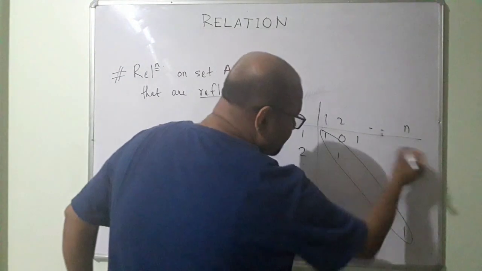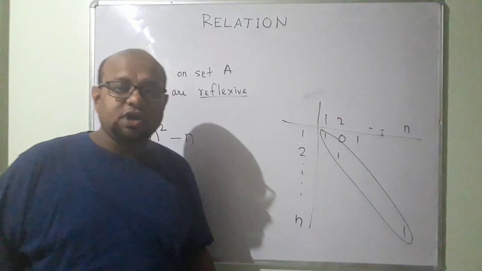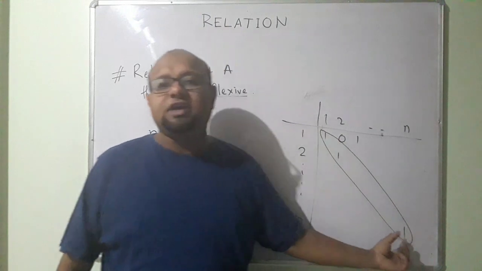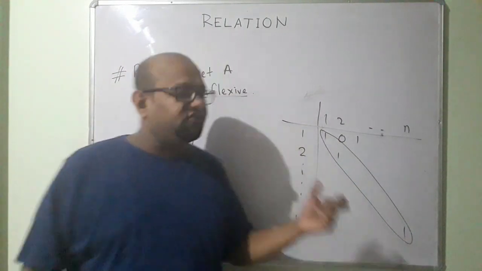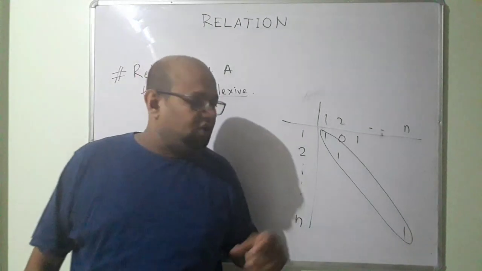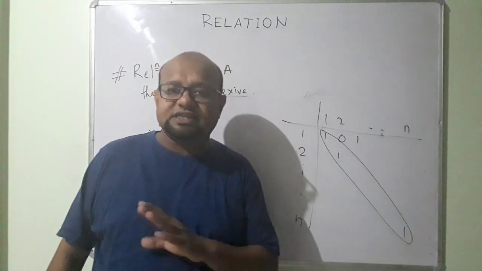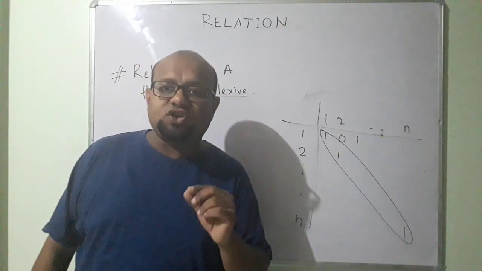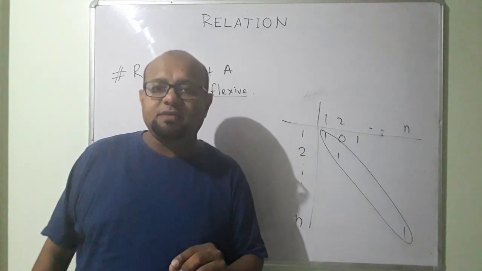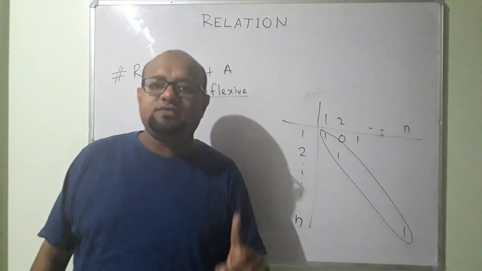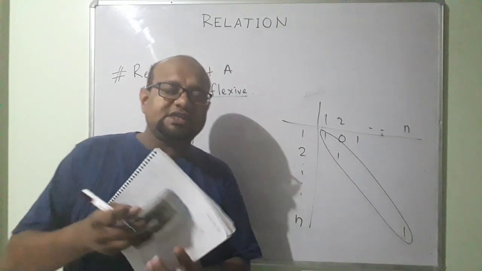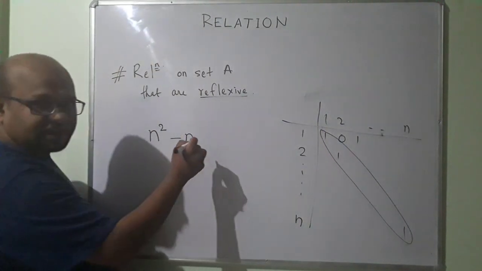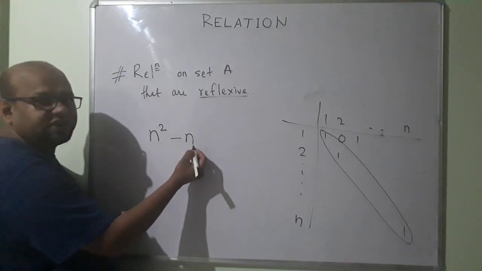So how many cells are there where I can make these choices? There were a total of n square cells. Out of these, for n cells I do not make any choice. Why? Because they are fixed. Why are they fixed? Because these relations are reflexive. So along the diagonals, these n cells are fixed. That leaves me with n square minus n cells where I can make choices. Now, how many choices do I make in each of them? I make two choices, whether I fill with 0 or I fill with 1. So that means I will have 2 into 2 into 2, this many times, because these are the number of places left that I can fill.